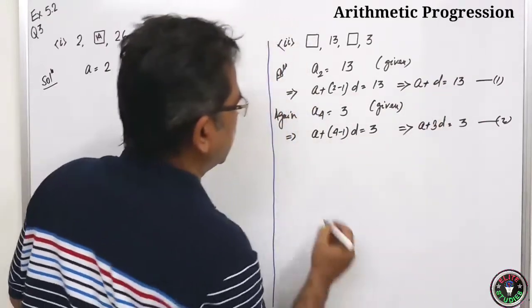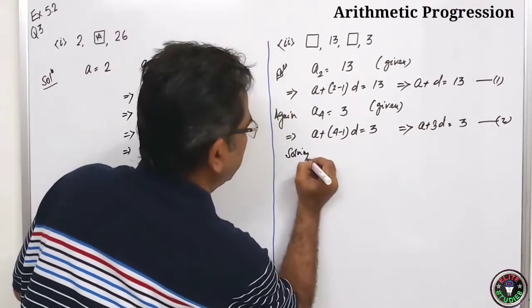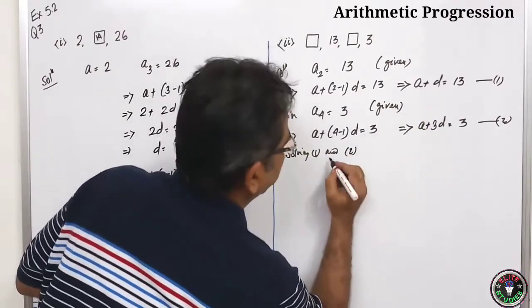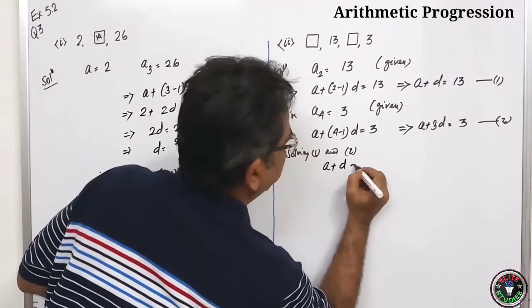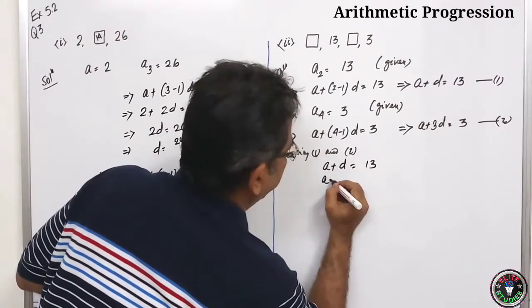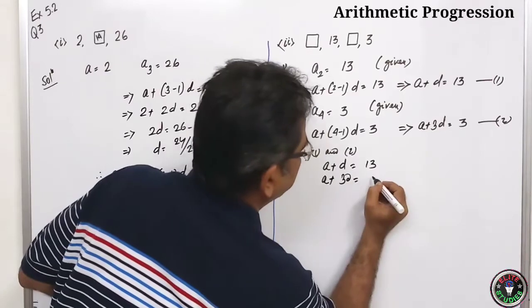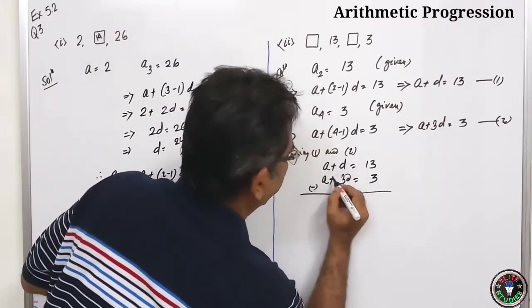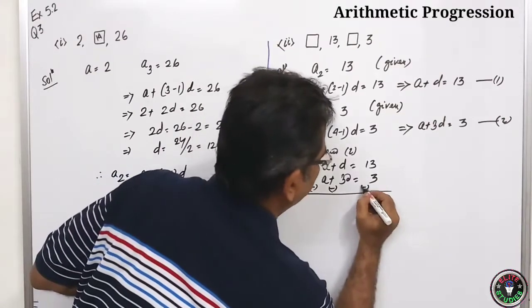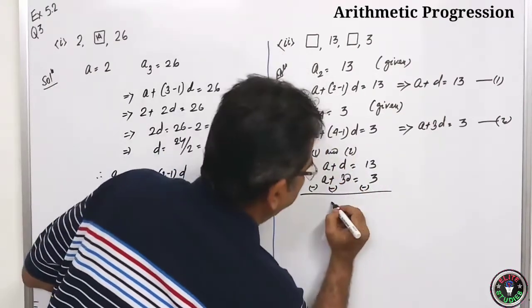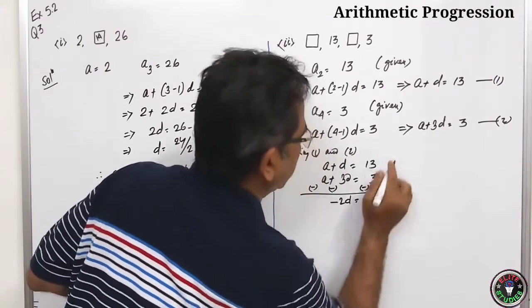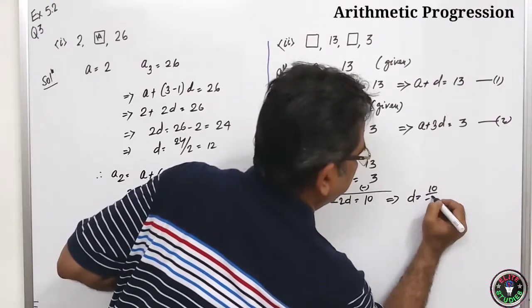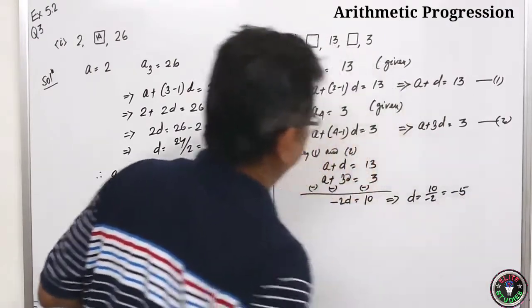There are two equations. So, solving 1 and 2, what we have? A plus D is equal to 13 and A plus 3D is equal to 3. Subtracting, D minus 3D, minus 2D is equal to 13 minus 3, which is 10. This gives us D is equal to 10 by minus 2, which is minus 5.